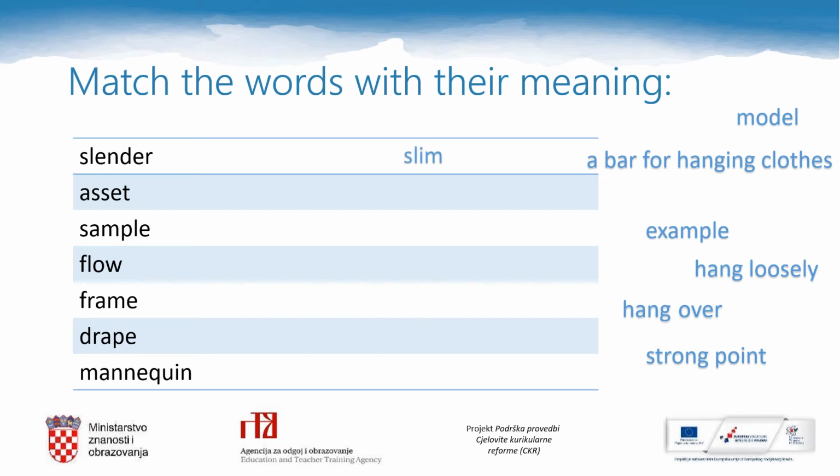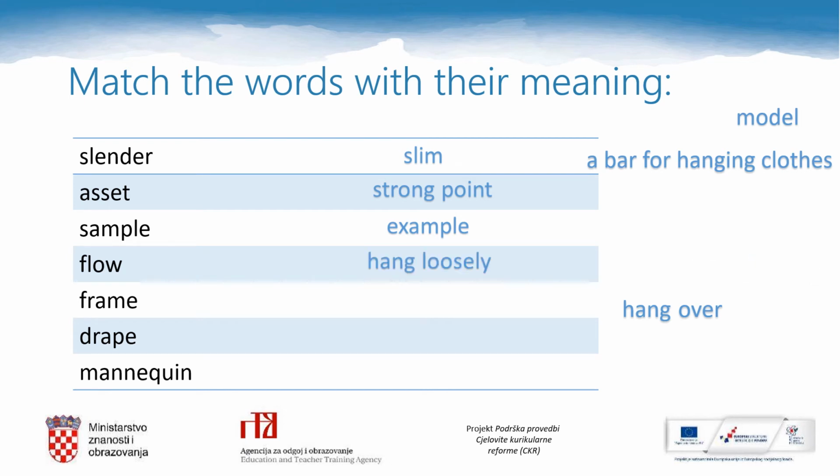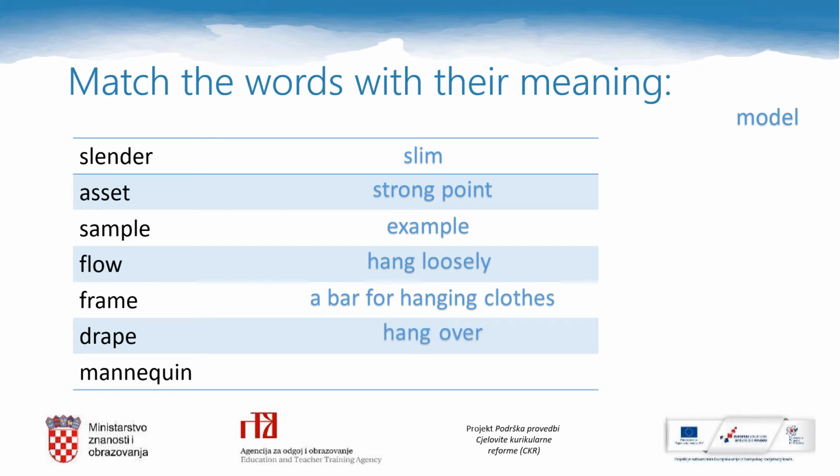Slender means slim. Asset is a strong point. Another expression for sample is example. To flow means to hang loosely. A frame is a bar for hanging clothes. A drape means to hang over. And another word for mannequin is a model. I would like you to copy these words and to write them down into your notebooks.